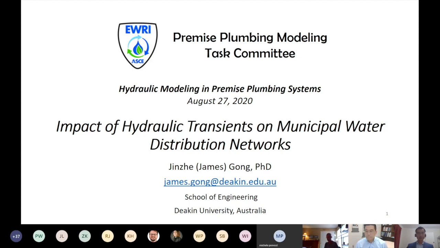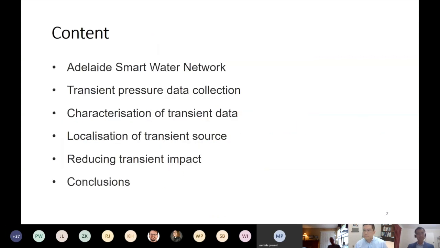I've been doing transient analysis for water distribution systems for more than 10 years. About 3 years ago, I noticed that the plumbing system actually interacts with the water distribution system a lot, and sometimes it's much more complex. So that inspired me to do more work on the plumbing side in collaboration with Phil Woodhouse, who will talk a bit more after me, and also in collaboration with Professor Martin Lambert at the University of Adelaide.